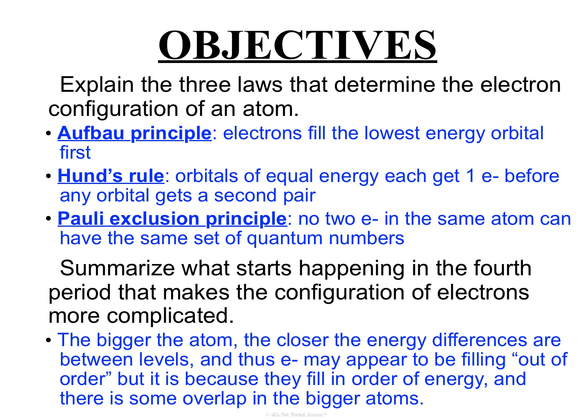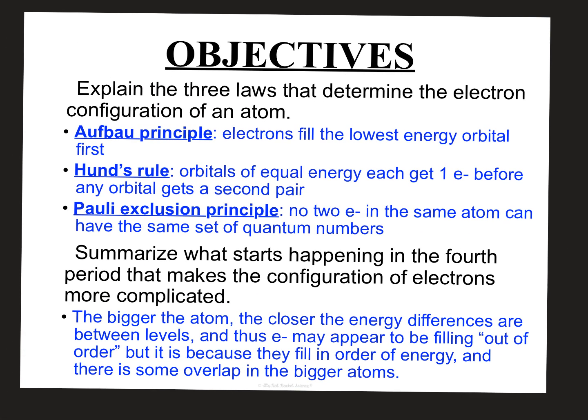Okay, so the first 3 periods are pretty easy, and then in the 4th period and further down, you've got those transition metals. So it seems like the electrons fill out of order because they're filling in order of energy, and so you've got some overlap in those larger atoms. So that's why those electron configurations get a little funky.